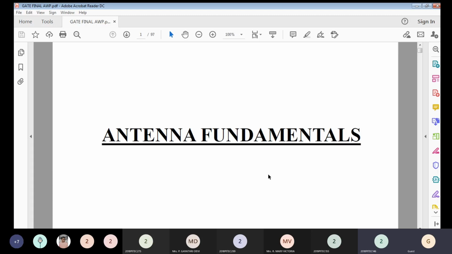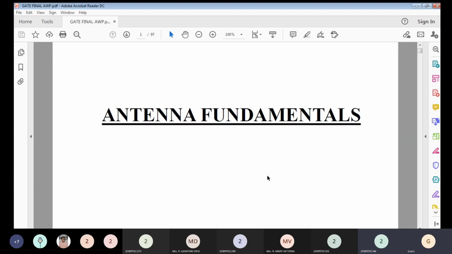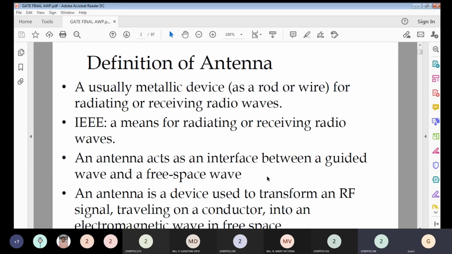Class coaching. Previously, we have seen a number of topics, techniques, and problems. Today, we are going to see the antenna fundamentals in detail. This is one of the topics which comes up in the GATE exam. Antenna fundamentals.